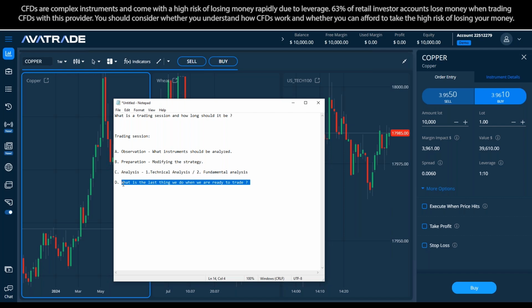We've done everything. Everything on the chart is perfect for us to just, what's the last step? To execute the positions.